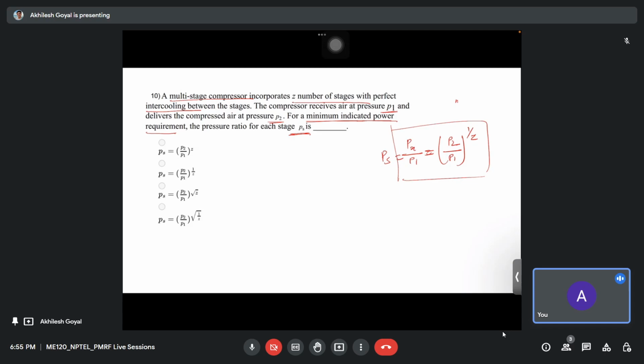So the first option, the power of Z, is the wrong option. PS equals P2 by P1 raised to the power 1 by Z is the right option. Root Z is wrong, and 1 by Z root is also wrong. So option B is the correct option. For a multi-stage compressor with Z stages and perfect intercooling, the stage pressure ratio for minimum indicated power requirement is P2 by P1 raised to the power 1 by Z. This is a formula-based question, and the second option is the correct one.